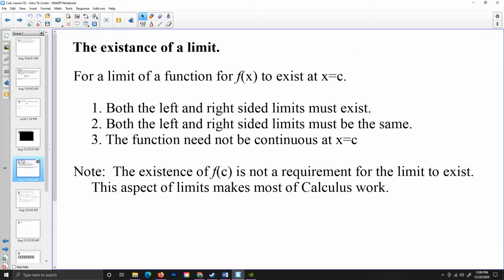The existence of a limit. For the limit of a function f of x to exist at x equals c, number one, both the left and the right sided limits must exist.